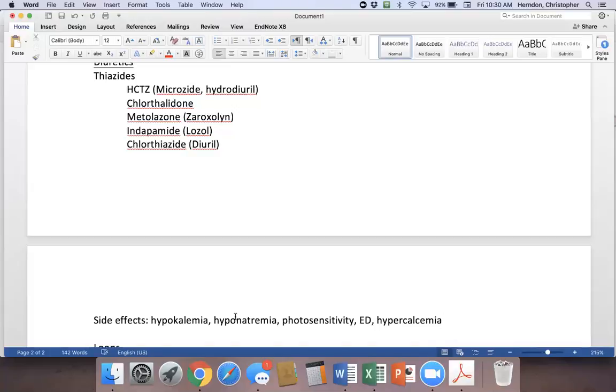For side effects, maybe orthostasis, but not really. Diuresis, you've got to pee all the time. That can be a side effect if you're stuck on a bridge, right?